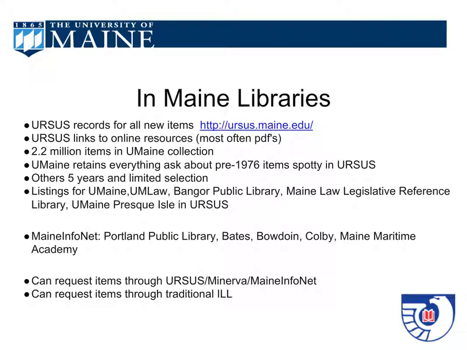Lots of the material that does appear in URSUS does actually link out to PDFs, as well as describing the material that is available in paper copy and CDs. We estimate that there are about 2.2 million items available to you, both in paper and electronic, through URSUS that we have available in the Government Documents collection specifically.